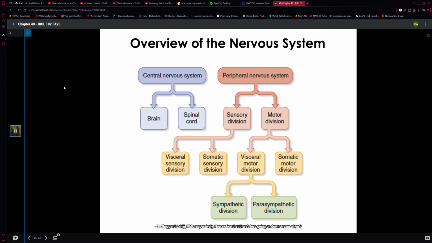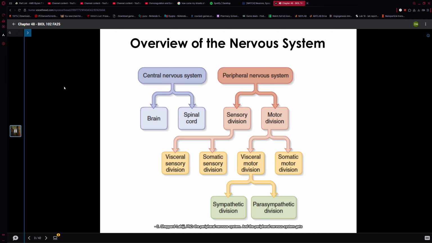Now, notice that there's less going on downstream when it comes to the central nervous system beyond these two portions, and that the peripheral system has a lot more going on. So it's broken up into several divisions. So the peripheral system is essentially everything else aside from the brain and the spinal cord. So we're thinking about nerves, and ganglia are just swellings of nerve tissue specific to the peripheral nervous system.